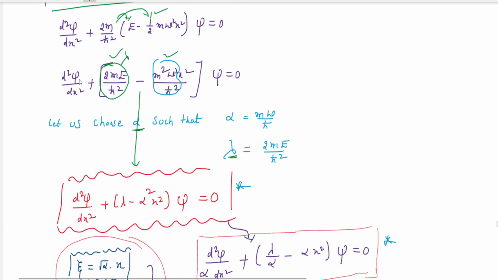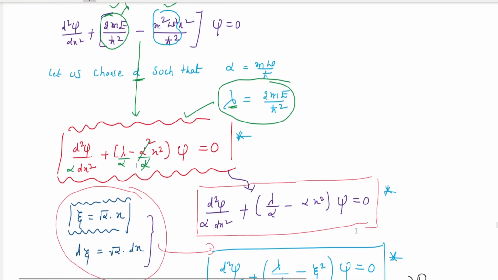So exactly d square psi divided by dx square plus lambda minus, because 2mE divided by h cross square I'm using as lambda. Here m square omega square divided by h cross square is there. So alpha equal to m omega divided by h cross, then this one is alpha square x square. This is the next step. From this equation, in case I multiply and divide by alpha, then this alpha is going to cancel. Then we can get this equation.